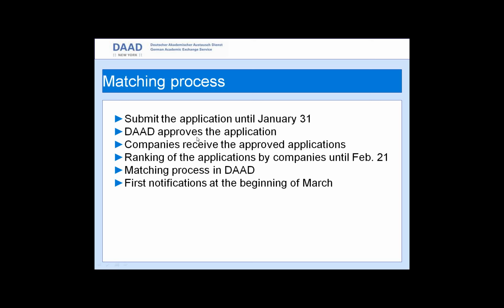As soon as DAD has approved the application, the companies and the PhD students receive the approved applications, look through them, check them, and rank them. They rank all the applications they get, and the deadline for their ranking is February 21st. After that, DAD matches the students with the PhD students or with the companies, and we hope to be able to send the first notifications at the beginning of March.